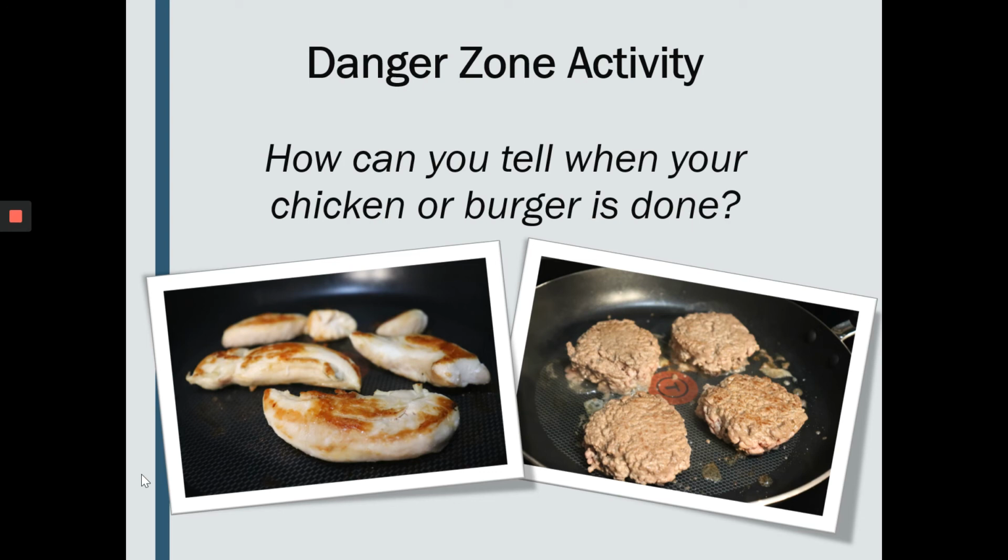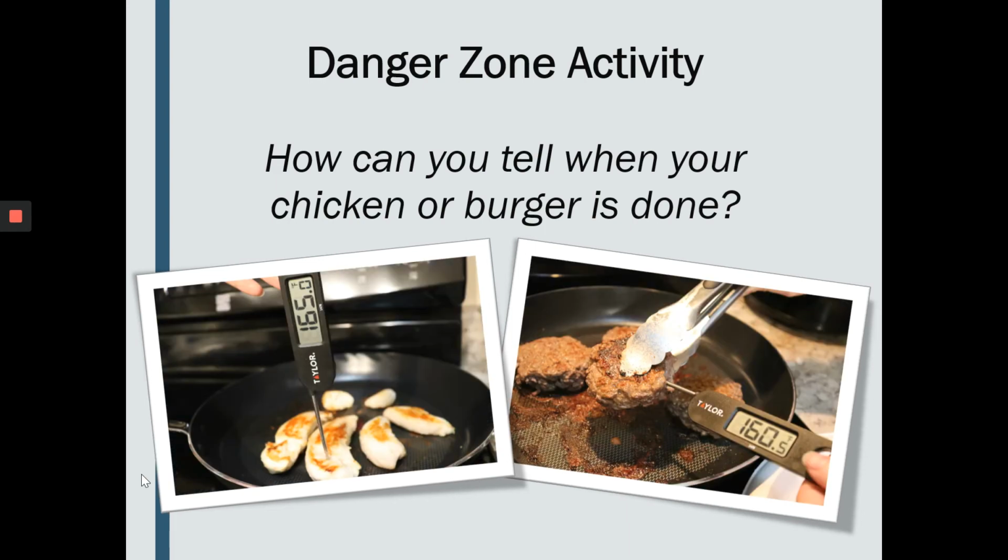How can you tell when your chicken or your burger is done? Chicken and burgers should be cooked to the recommended internal temperatures. Internal temperatures should be measured with a calibrated thermometer. The recommended internal temperature for chicken is 165 degrees Fahrenheit, and the recommended temperature for burger is 160 degrees Fahrenheit. If you buy mechanically tenderized beef, you need to cook it to 160 degrees Fahrenheit, just like burger meat.